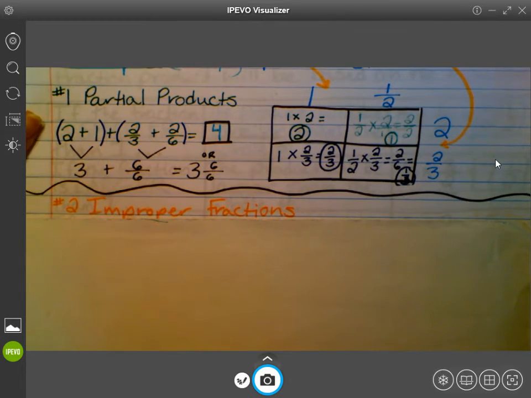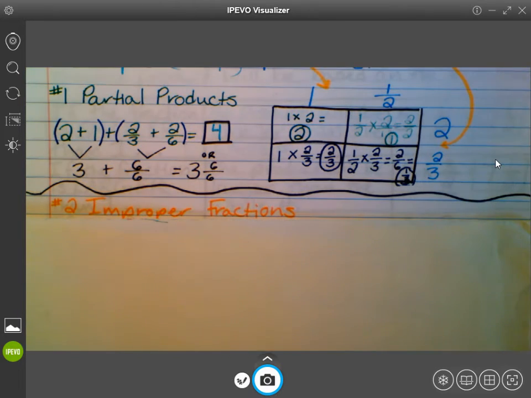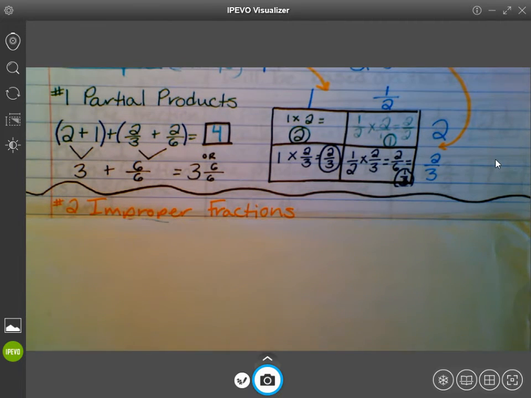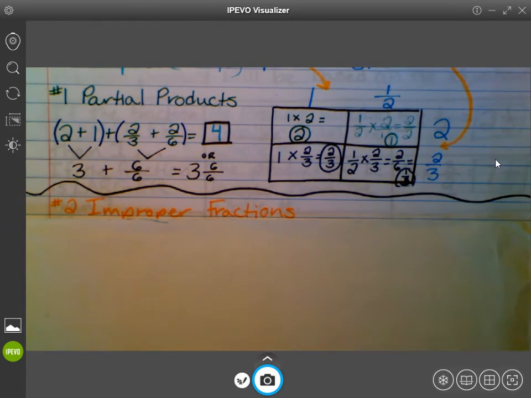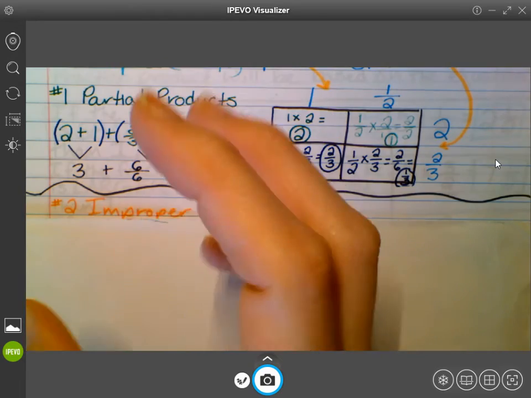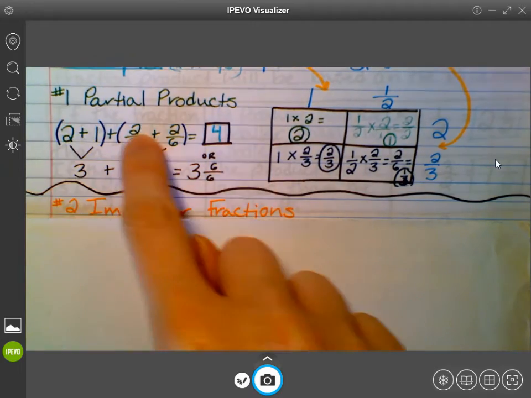Now, just to point out, while you guys are getting improper fractions written down, we call the first method partial products because when we break it apart and multiply it that way, these 4 numbers we get are part of the overall product, or the overall answer. We just need to combine the parts to find the whole. So that's why it's called partial products.